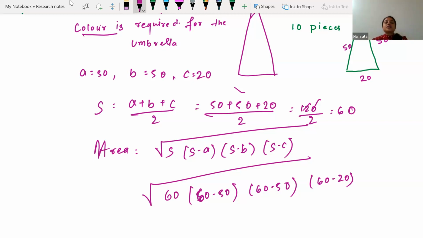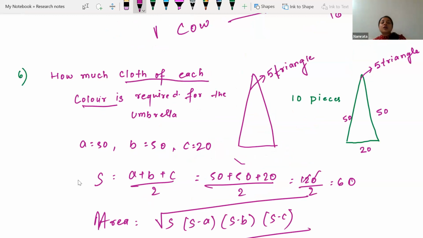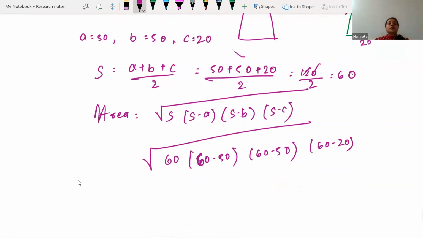Now the question is asking about how much cloth of each color is required. How much cloth is required to make the total umbrella? That is not asked in the question. How much cloth of each color? So if 5 triangles of each color are there, then we just have to find the area of 5 triangles. Okay.